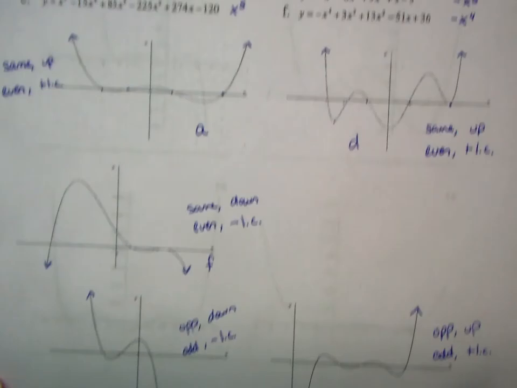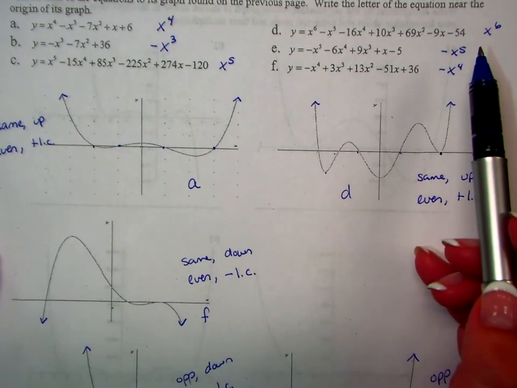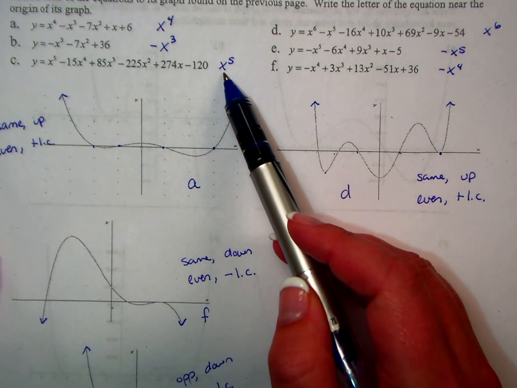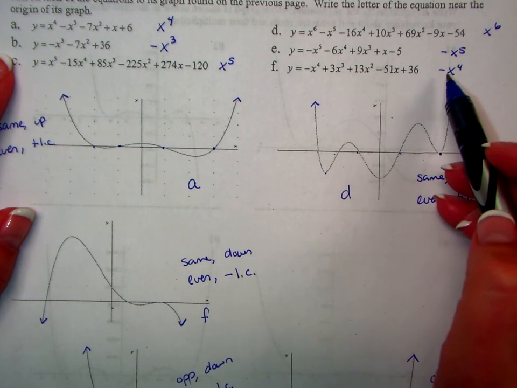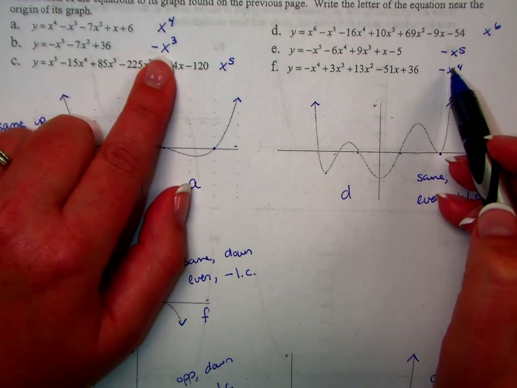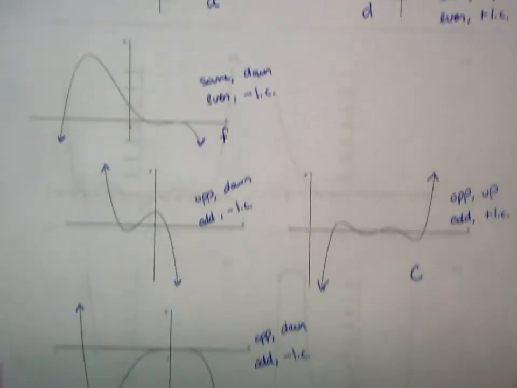If we go up to the top, the odd positive should be easy to find. The odd polynomial with a positive leading coefficient is C. So we should have two negative odds, and we do. The two negative odds are B and E. One's an x cubed and one's an x to the fifth. So how do we tell the difference?